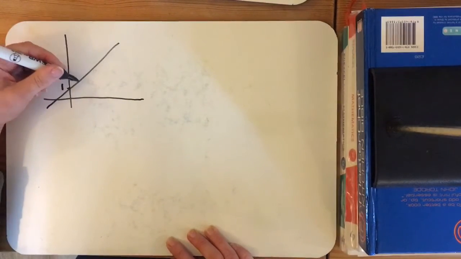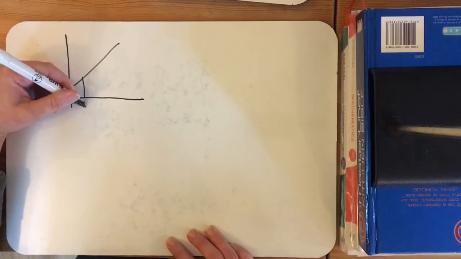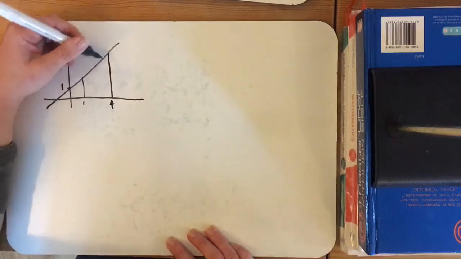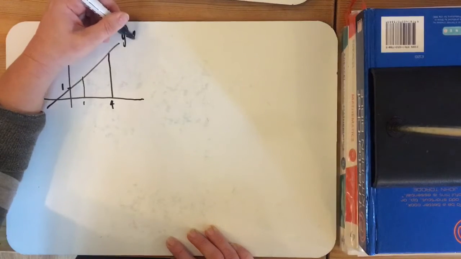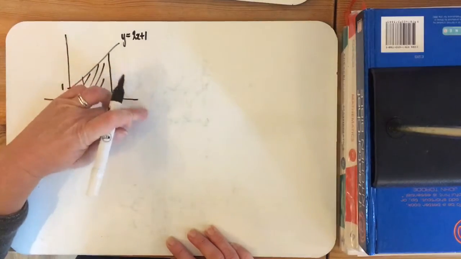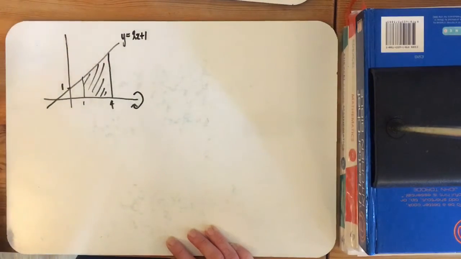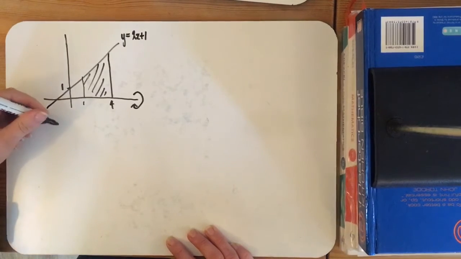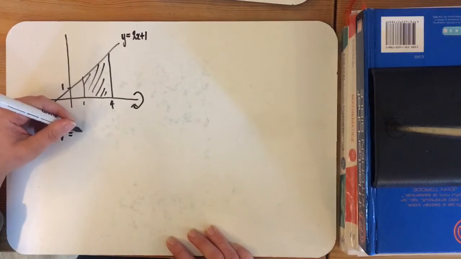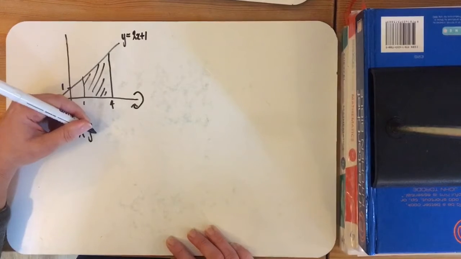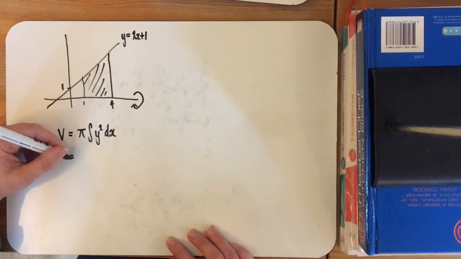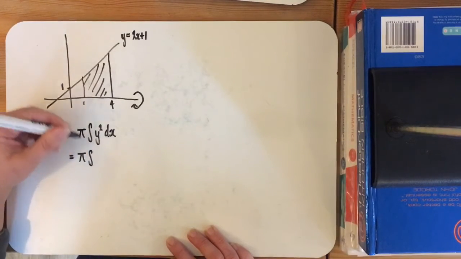And we can look at rotating the area bounded by x equals 1, x equals 4, the line y equals 2x plus 1, and the x-axis. And we're going to rotate, to start with, about the x-axis. So the formula for this volume of revolution is equal to pi, the integral of y squared dx. So I want to integrate between 4 and 1.